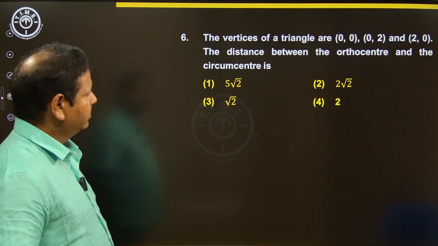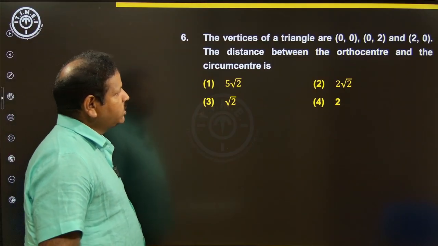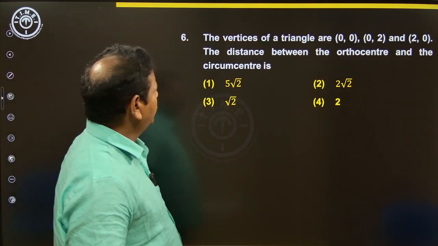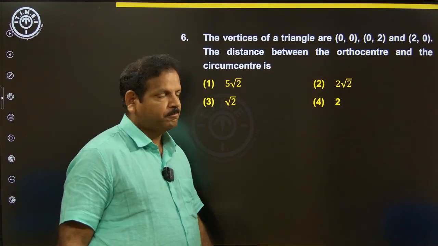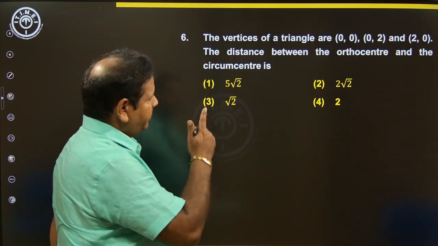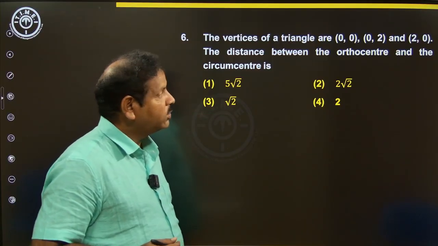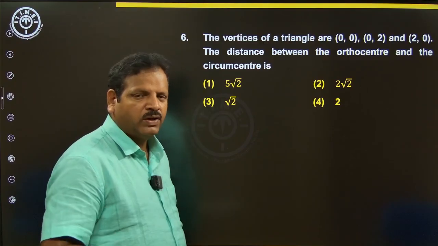Next question. The vertices of a triangle are 0 0, 0 comma 2 and 2 comma 0. Then the distance between the orthocenter and the circumcenter. See, very clear. 0 comma 0, 0 comma 2, 2 comma 0 are the vertices of a right angle triangle.